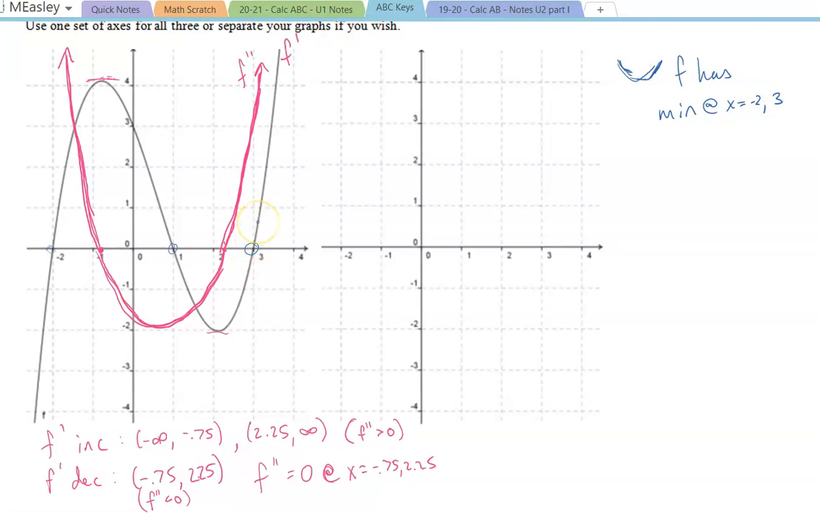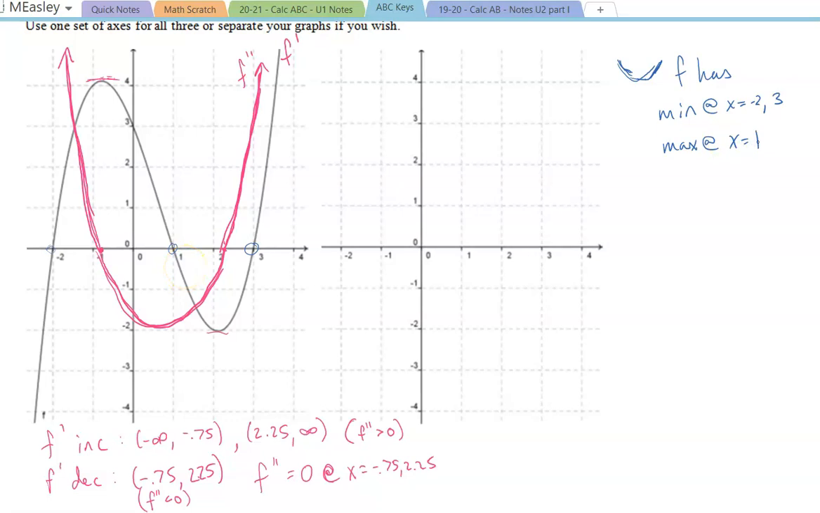Okay, so f has minima at x equals -2 and again at 3 because f prime is changing from negative to 0 to positive, and f has a max at x equals 1 because f prime is changing from positive to 0 to negative. So f prime tells us f has a positive slope, then 0 slope, then negative slope. So at x equals 1.